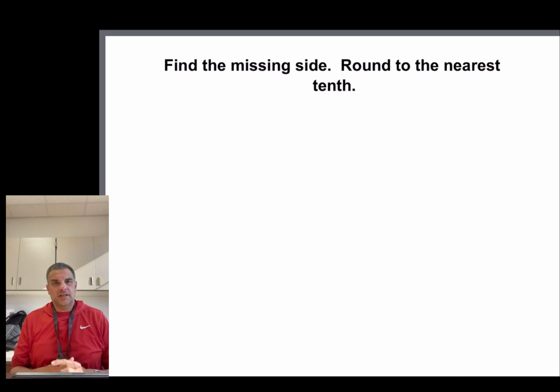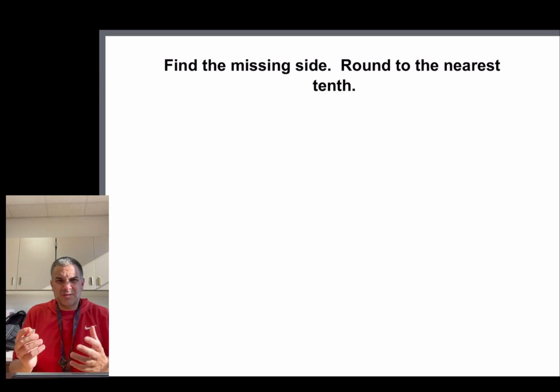The next thing we're going to talk about is how do you go about finding the length of a missing side. So we've got angles. Now we're going to find missing sides. So that means you're going to give it an angle in this case. And this one is used quite often.